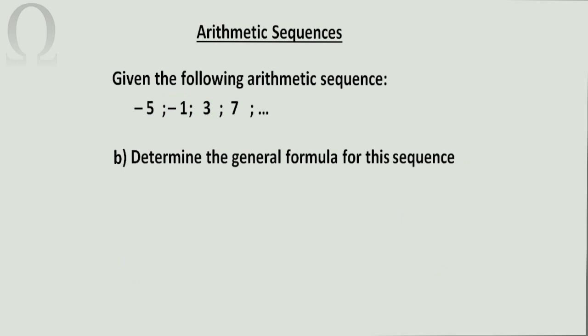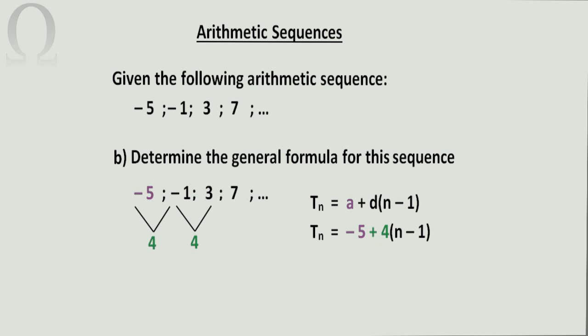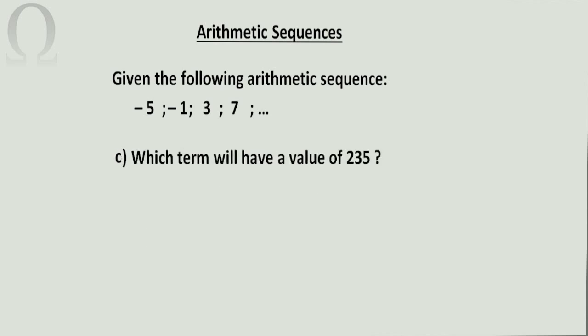Before we can determine the general formula for this sequence, we need to know the common difference between successive terms, which is +4. Substituting a and d into the general formula for an arithmetic sequence, we get Tn equals 4n minus 9. Finally, to determine which term of the sequence has a value of 235, substitute 235 for Tn into the general formula for the nth term. N equals 61, which means that the 61st term of this sequence will have a value of 235.